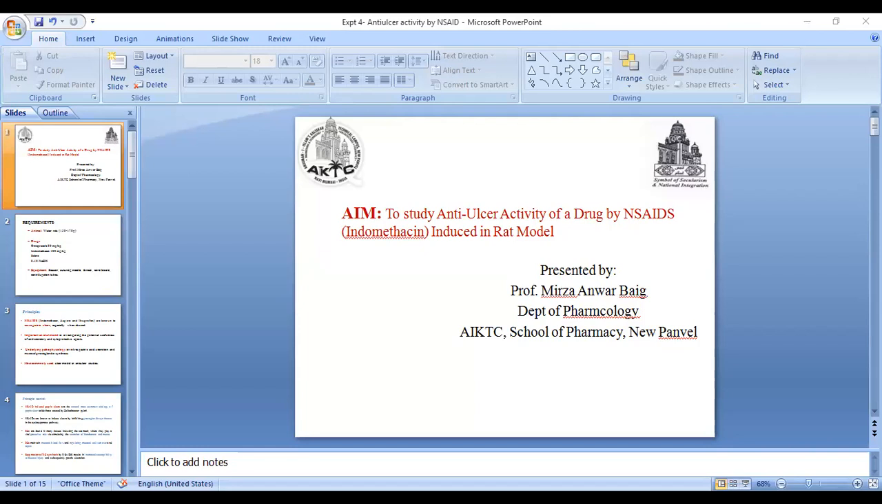Sir, if we induce with NSAIDs in other models, meaning other animals, will the ulcer also be induced? See, we are using NSAIDs to induce ulcer. You can use pyloric ligation also. It depends on you. In the previous experiment we studied that one, and in today's experiment we are studying this model. Now it's up to you. You can use both in different sets of animals, or you can use any one. If you use both of them, your results will be authenticated, as you can validate the result in both models.